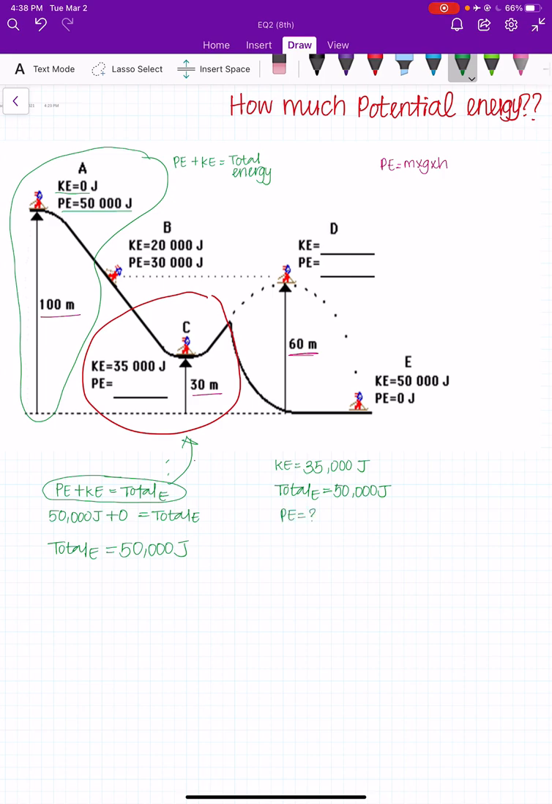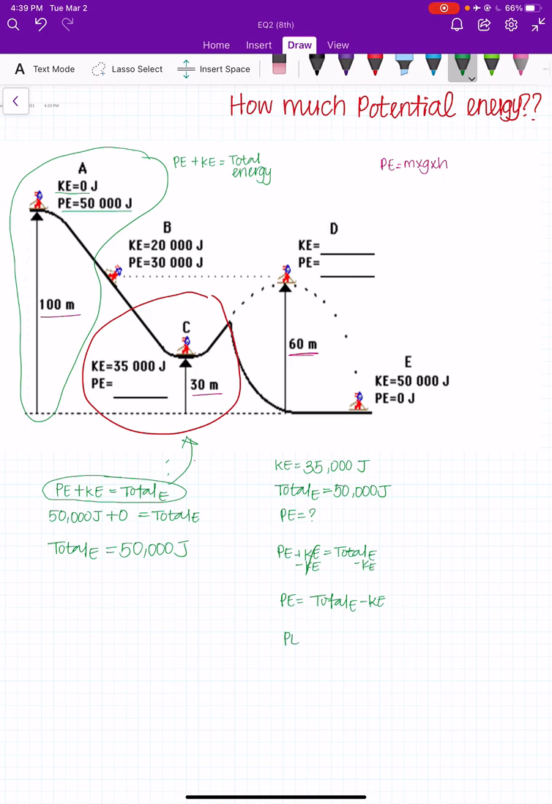And I can do that by manipulating my formula. So originally my formula is potential energy plus kinetic energy equals total. But now I want to find my potential energy. So I'm going to say minus kinetic, cross those off, minus kinetic. My new formula to find potential energy will be total energy minus kinetic energy. And we've got those numbers, so all we have to do now is plug and chug.